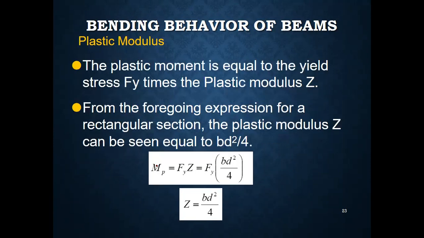And this plastic moment is numerically equal to the yield stress times the value of the plastic modulus, called Z. And the plastic modulus for the rectangular cross sections is given as Z = bd² / 4.